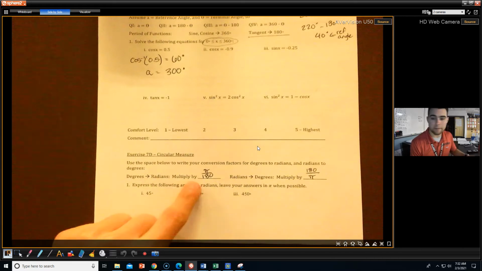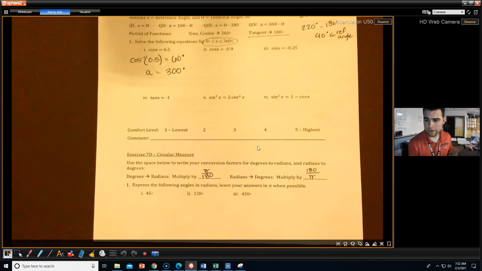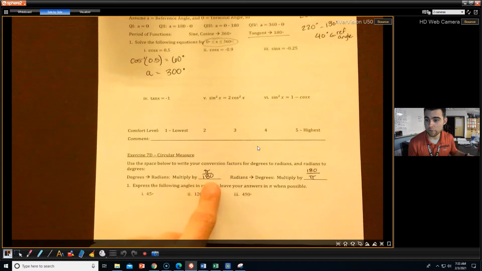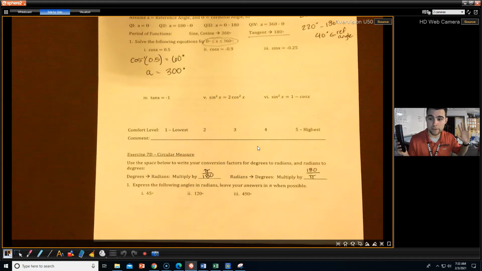45 degrees times this, and then in their calculator they're very concerned about making sure they're in radian mode all of a sudden, or they're in degree mode. It has no effect on this at all. We are already converting degrees to radians by multiplying by this. We don't have to do anything with the calculator.